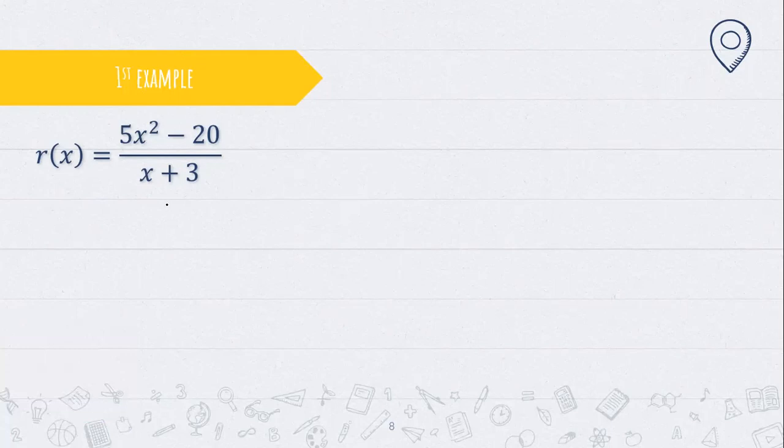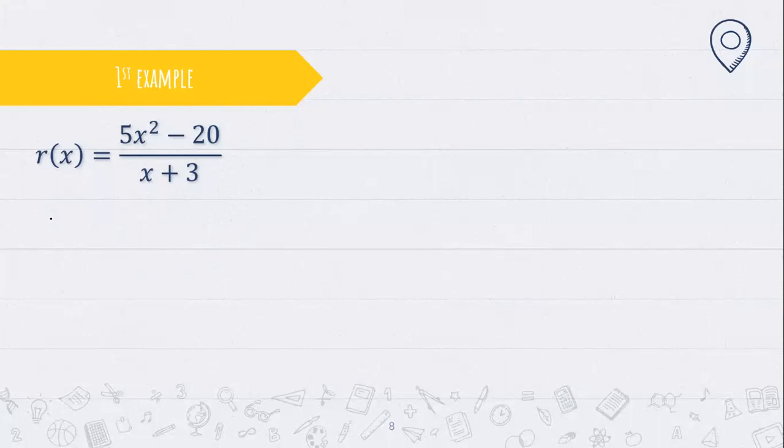Okay, r of x is equal to 5x squared minus 20 over x plus 3. Make sure muna natin kung ito bang function natin ay simplified. So may pwede bang i-cancel? Meron bang common factor si numerator and denominator? Wala, sir. Mukha namang wala. Okay, so kung wala, diretso na tayo.